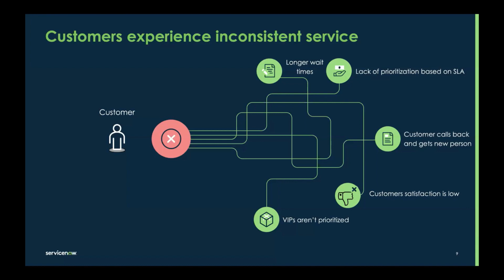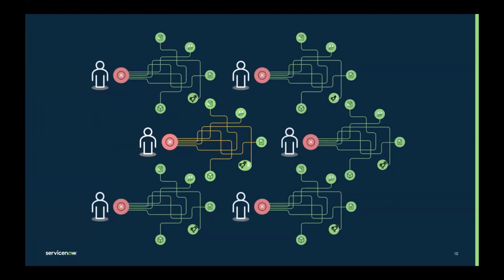And then there's really no way to identify and look at who the VIPs are and prioritize them. So all of these factors go into an inconsistent experience. But if you take that experience and multiply it times all your customers and all your agents, you can really see that this is a huge bottleneck in providing service to your customers. So how can you take all these issues and fix them, automate them, and provide better service?